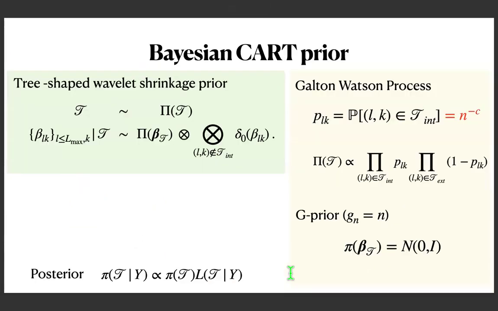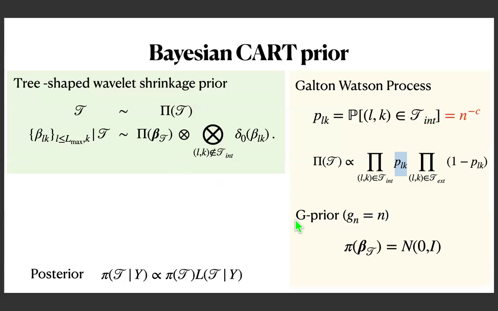So now I will define the prior. We use a tree-shaped wavelet shrinkage prior. So we have a tree prior here, and we have a shrinkage model for the coefficients. For the tree prior, we use the Galton-Watson process. Here, when a tree is growing, essentially it's a node splitting process. In this process, it decides whether to split a node or not by using a Bernoulli probability.